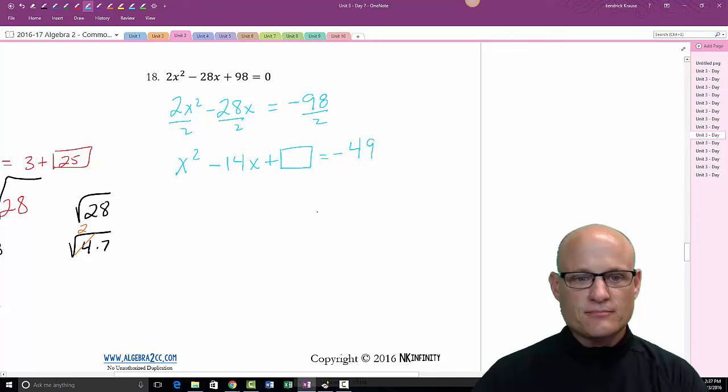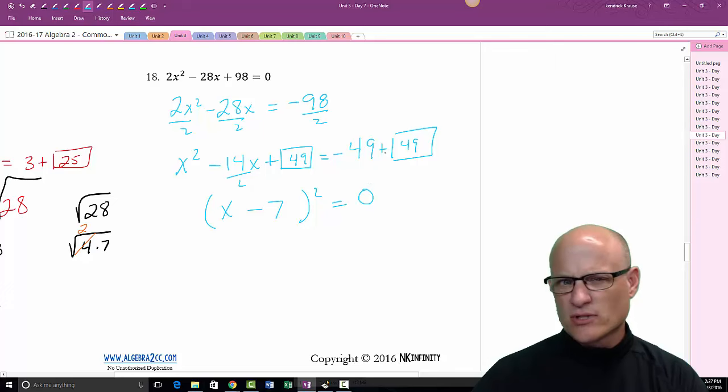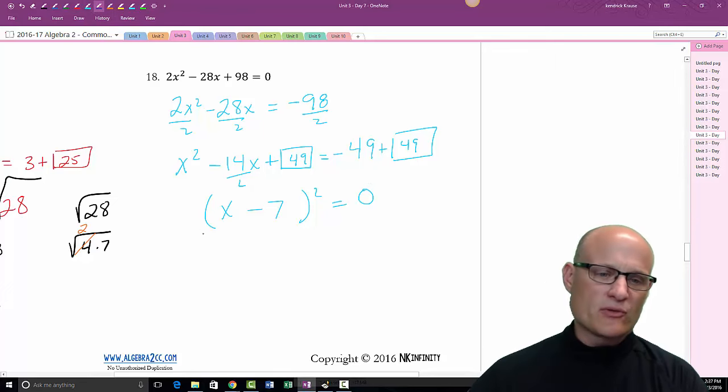49. So then I end up with x squared. What's half the middle? Divide by 2, that's minus 7. Negative 7 squared is 49. Oh, I forgot to put my plus square here. 49. So this is equal to 0? That's weird. I'm going to guess this sucker was factorable.